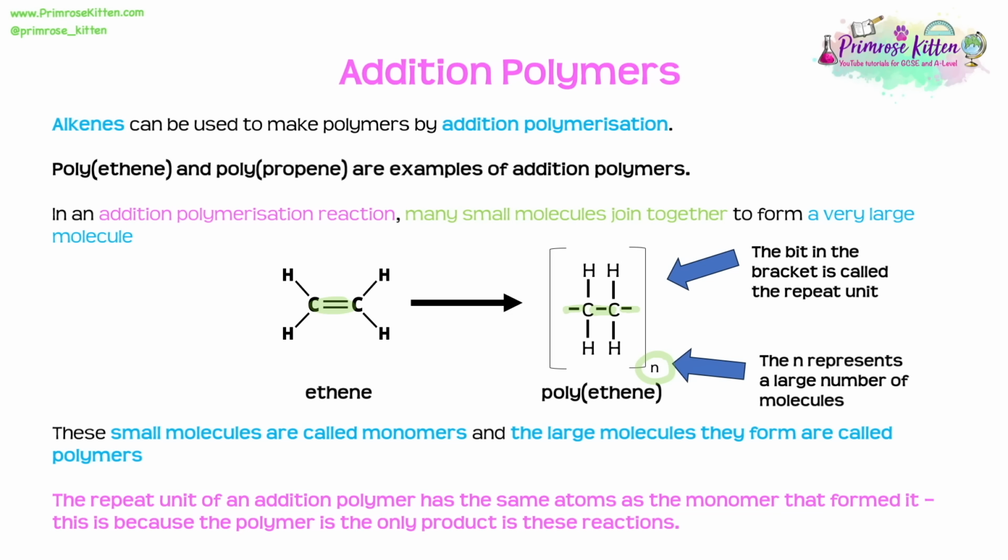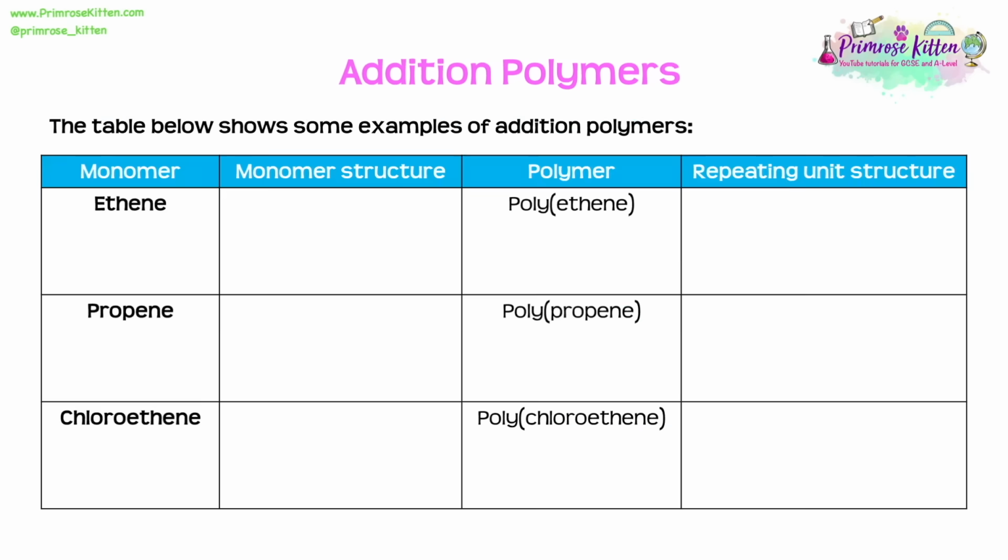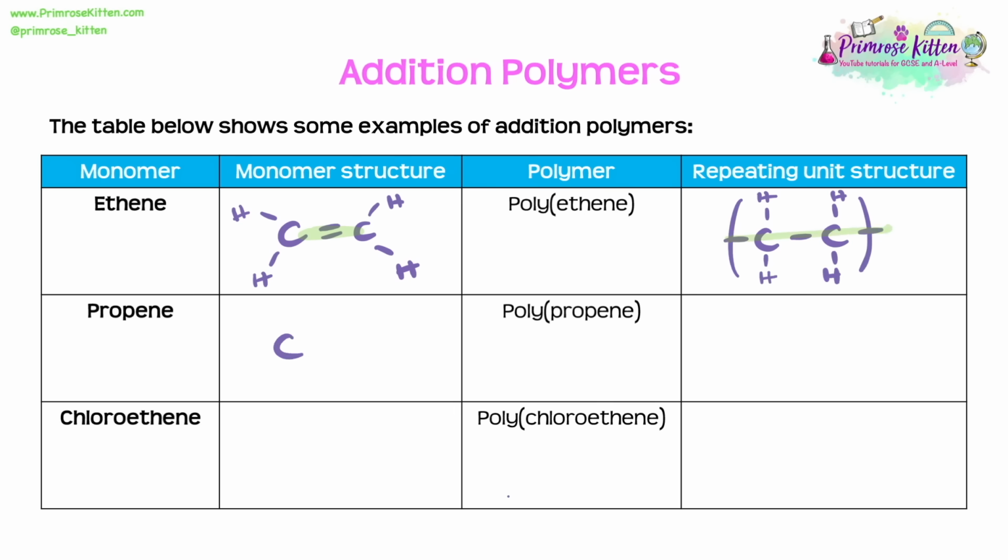Now we'll notice as well that this repeat unit of an addition polymer has the exact same atoms as the monomer that formed it. And that's because that polymer was the only product in these reactions. This table here shows some examples of addition polymers. Here we've got the monomer ethene. If we wanted to show the formation of polyethene, all we would need to do is open up that double bond, open up its arms, put the H's above and below those carbons, and then do your brackets around it.